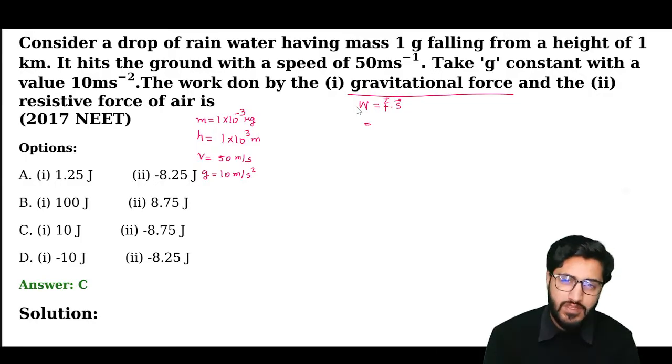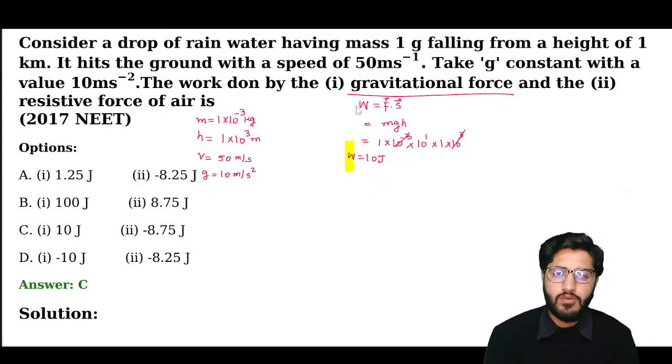What is force? I guess it is mg, na? And height is h, displacement. So m is 1 into 10 to the power minus 3. g is 10 to the power 1. And height is how much? 1 into 10 to the power 3. Look, cancel out. So we have 10 only. So work done came out to be 10 joule only.